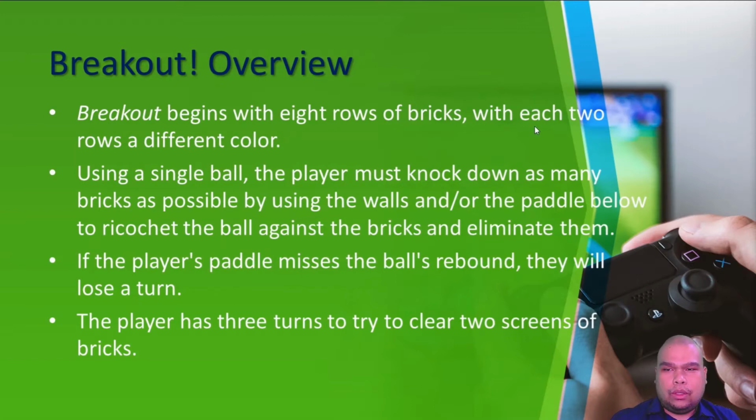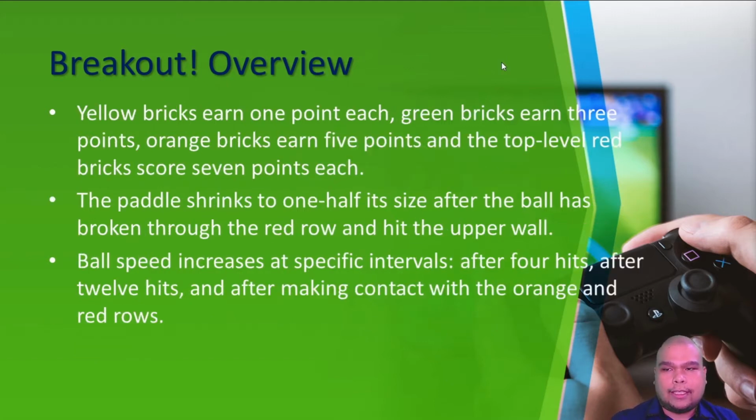Okay. So Breakout begins with 8 rows of bricks with each 2 rows a different color. Using a single ball, the player must knock down as many bricks as possible by using the walls and or the paddle below to ricochet the ball against the bricks and eliminate them. If the player's paddle misses the ball rebound, they will lose a turn. The player has 3 turns to try to clear 2 screens of bricks.